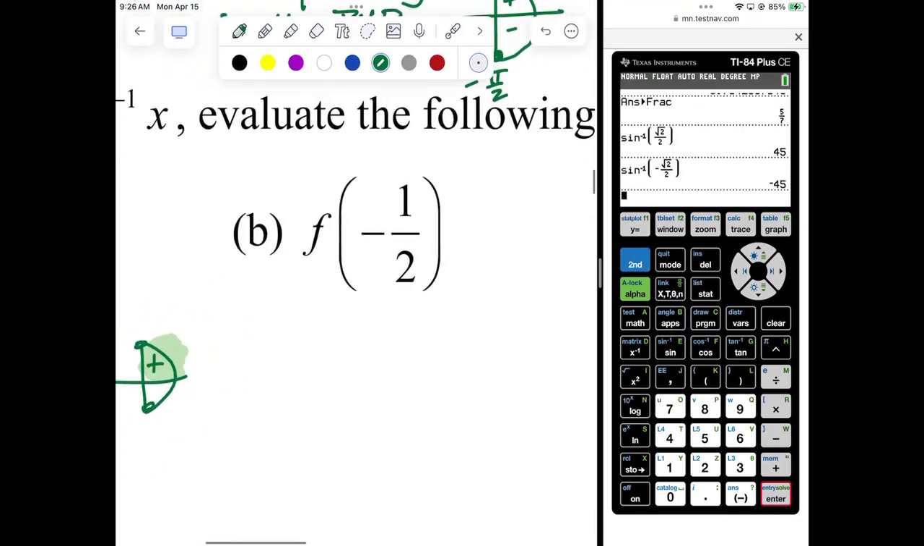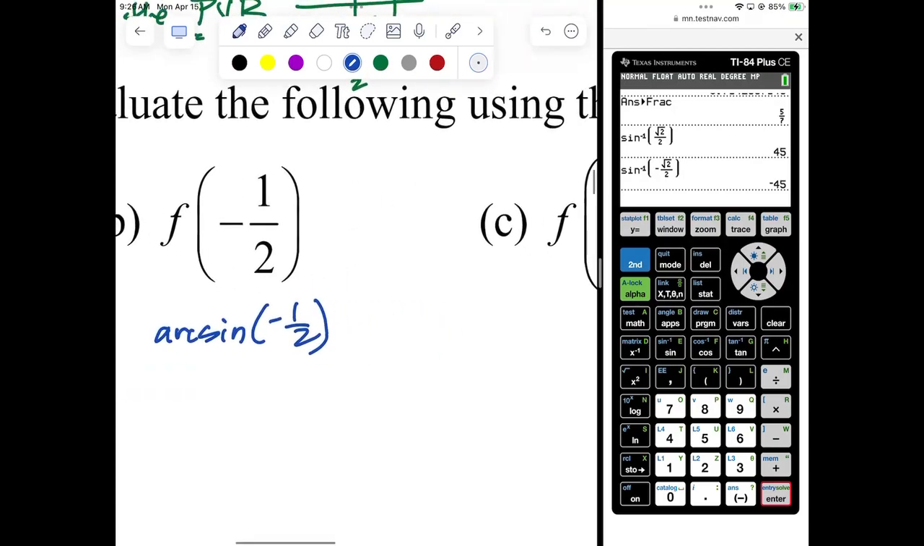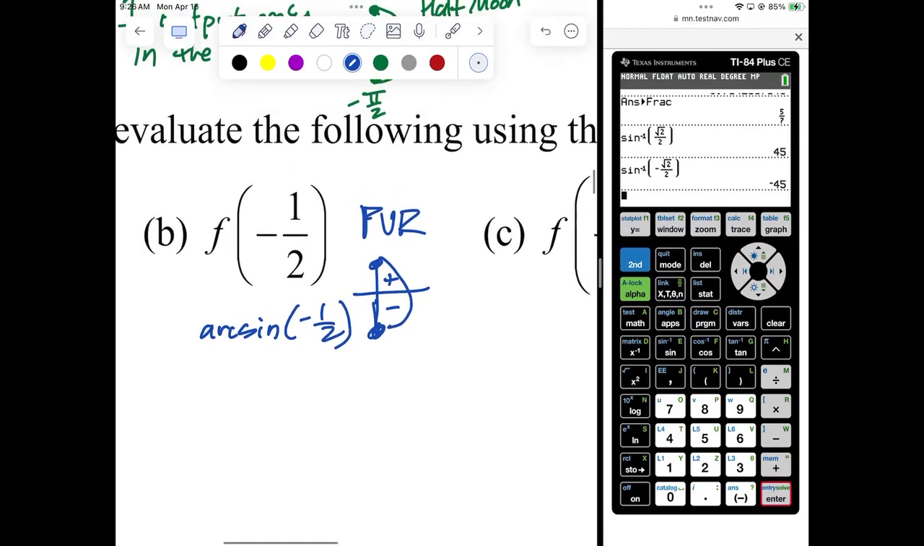All right, let's try letter B, f of negative 1/2. That's the same as arc sine of negative 1/2. If I think about the half moon, the PVR for arc sine, it's positive in quadrant 1, it's negative when it's in quadrant 4. We have a negative ratio, don't we? So I want the negative acute angle. So what is it? Negative pi 6.